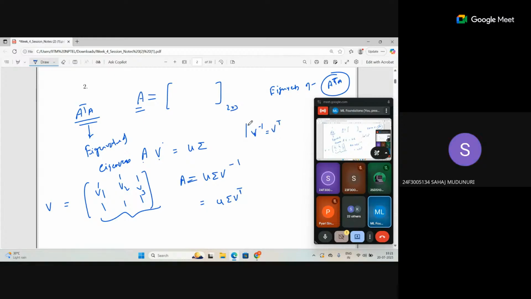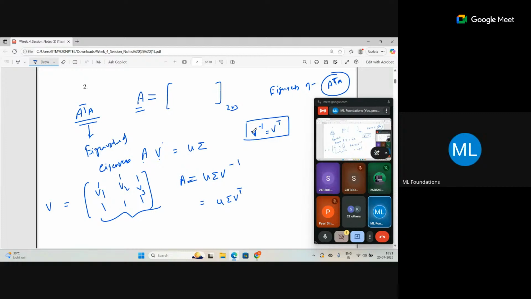So the first step is to find the eigenvalues and eigenvectors of A transpose A, and then after we find the eigenvalues, we find an orthogonal basis for these eigenvalues. Am I right, sir? Yes, correct. Exactly. So that is the process.